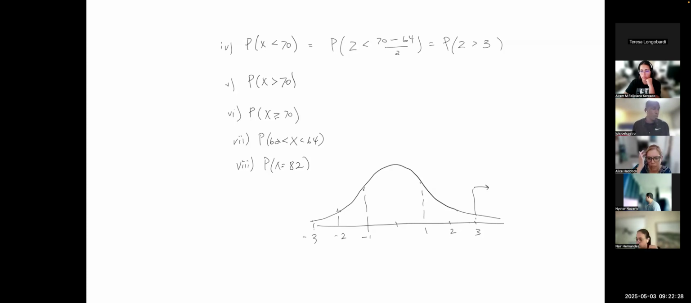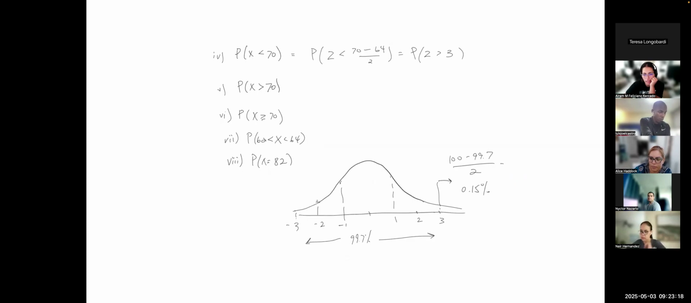If I'm going to go here, what's the answer? 99.7 divided by 2, so it's 0.15. Exactly, 0.15. All right, so you guys can make sure you have that result nearby so that you get used to these numbers. For 3 standard deviations, it's going to be this divided by 2. I have a question because it's saying x less than 70, so I have like 1 minus 0.15, I guess.